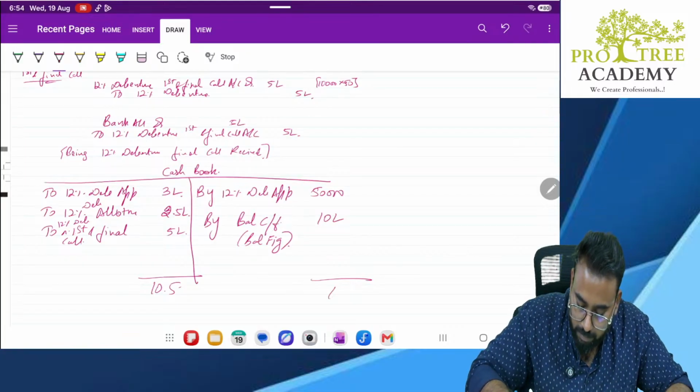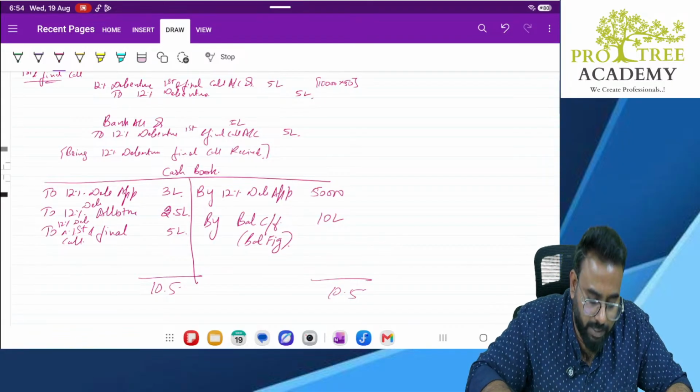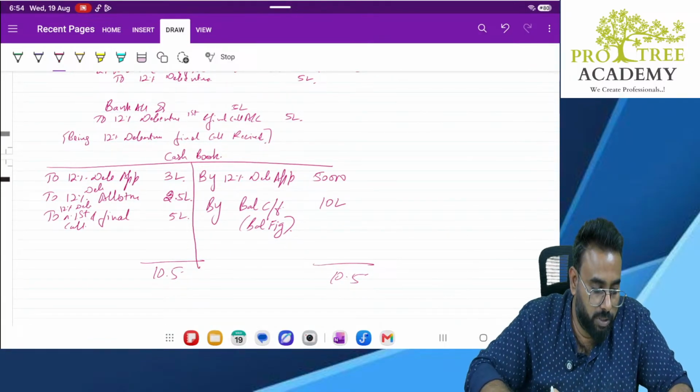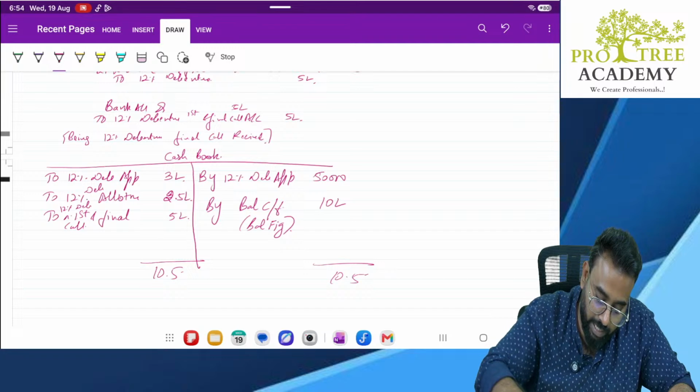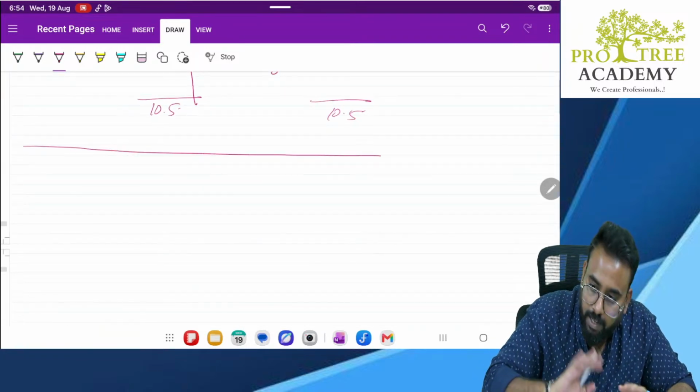Okay, done. Let's go to the illustration. They have asked you to show the items in the balance sheet also. I mean, whatever you have entered, they want you to show how it looks in the balance sheet. So I'll quickly draw your balance sheet, only the relevant items, not the entire items.